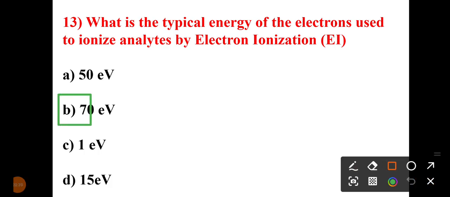That is the 70 electron volt. In electron ionization, 70 electron volt energy is required for the fragmentation of your compound, right? So what about the 15 electron volt? That is just for your molecular ion formation, whatever the molecular mass of that compound, it is formed over there. But 70 electron volt is for the further fragmentation of your compound in the electron ionization technique.